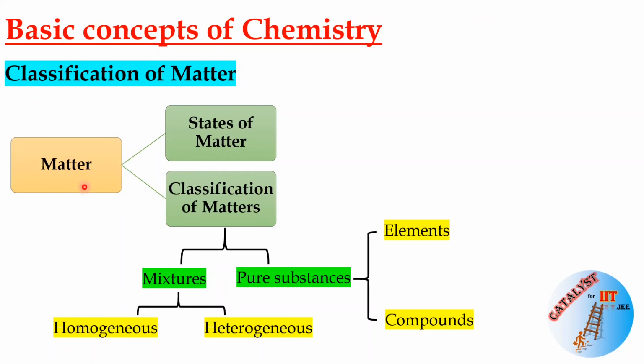Now let us move to the classification of matter. So matter can be divided into two things. One is states of matter, that is already discussed by Subhendu, and the second one is classification of matter. So how do you differentiate matter? There are two parts. First one is mixture and the second one is pure substances. From pure substances you can have two types, elements and compounds. And in case of mixture you can have two types, homogeneous mixture and heterogeneous mixture.